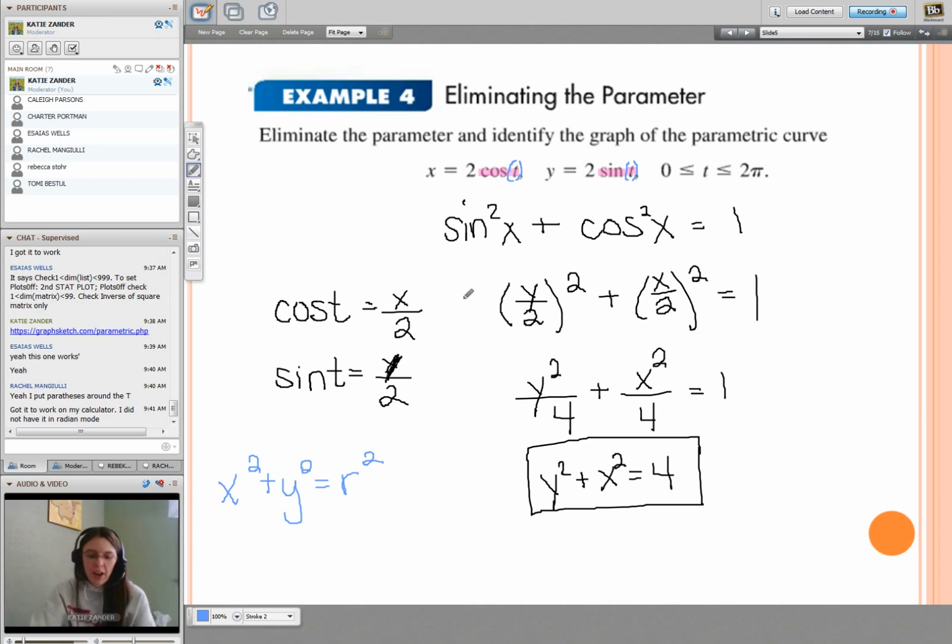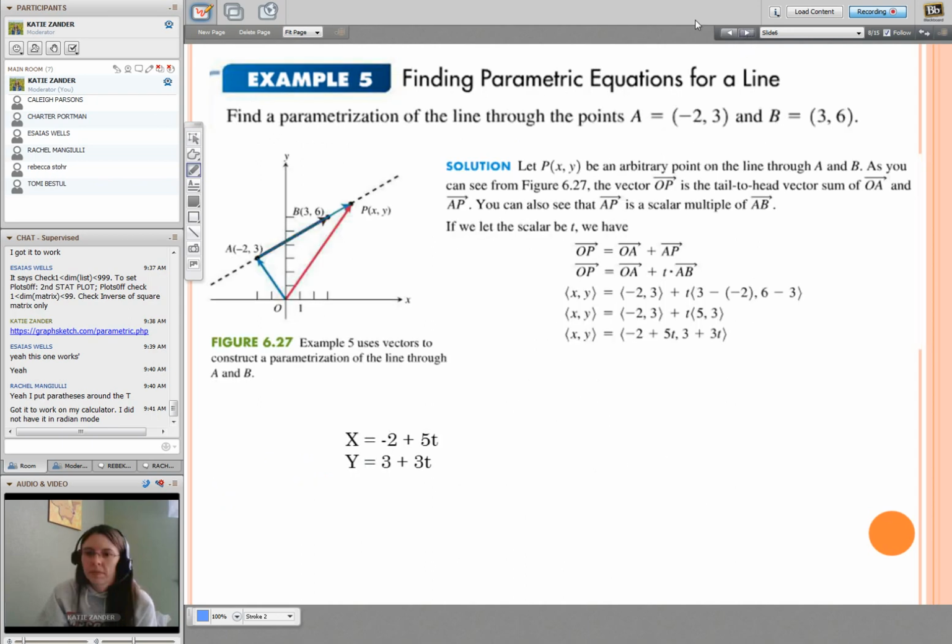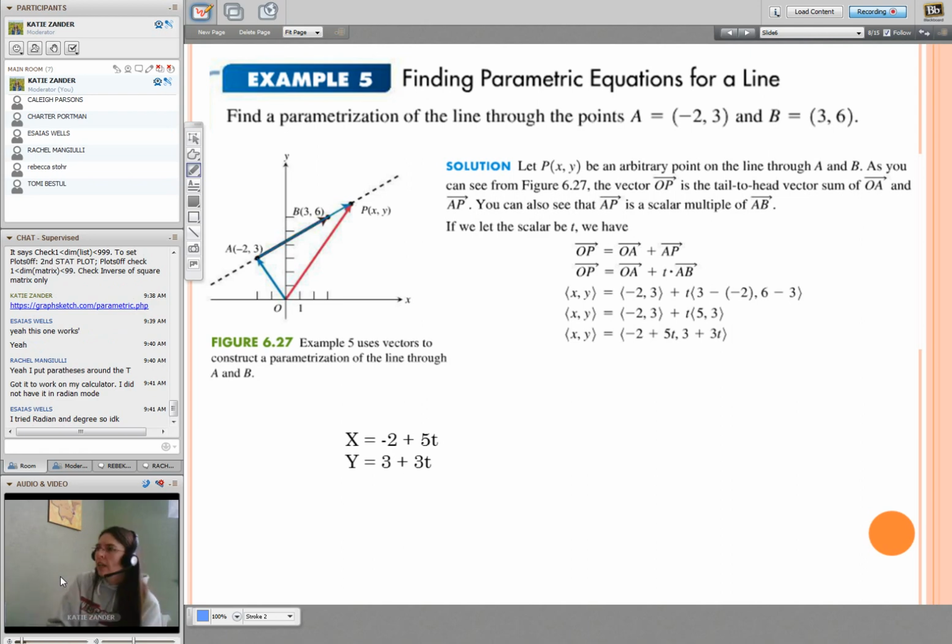Ooh, okay, we got one figured out. But Isaiah said he was in radian mode, so I have to do a little bit more digging with the dimension thing. Okay, again, remember, if we don't get through everything today, that's all right. We'll just pick up wherever we left off in Thursday's class.